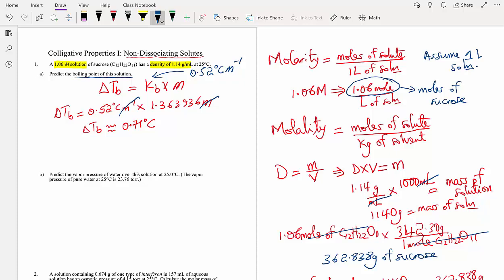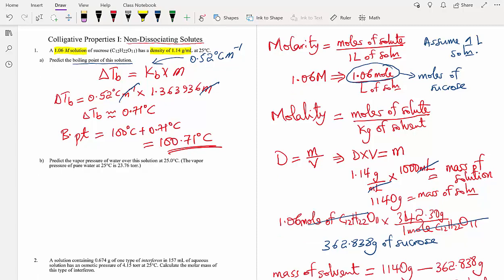Now, we want to find the boiling point of the solution. The normal boiling point of water is 100 degrees Celsius. So, if the boiling point is elevated by 0.71 degrees Celsius, then the boiling point of the solution will be equal to 100 degrees Celsius plus 0.71 degrees Celsius, which is equal to 100.71 degrees Celsius.